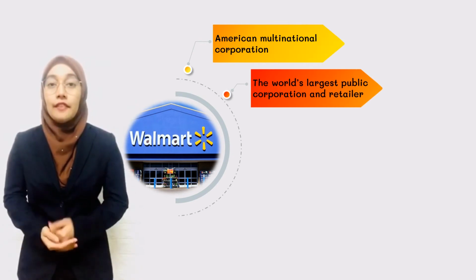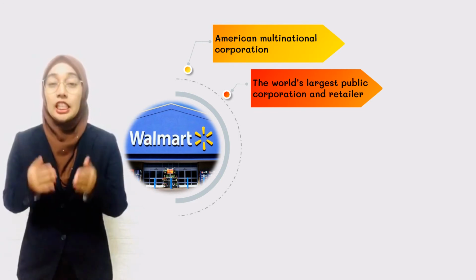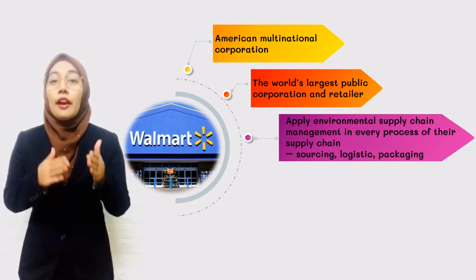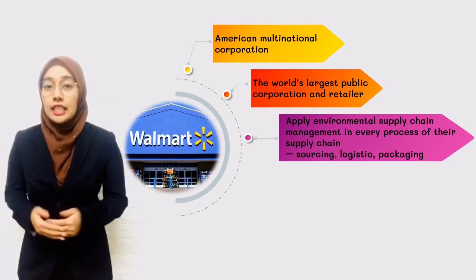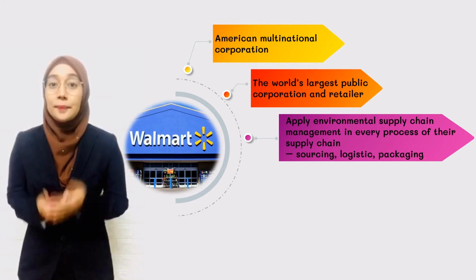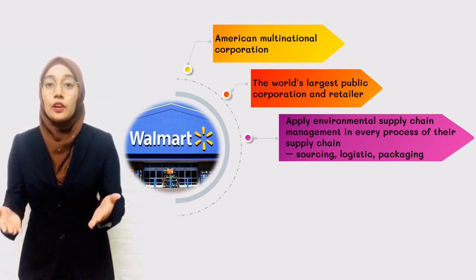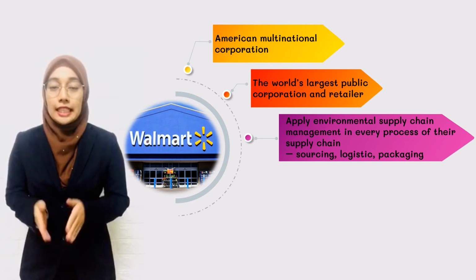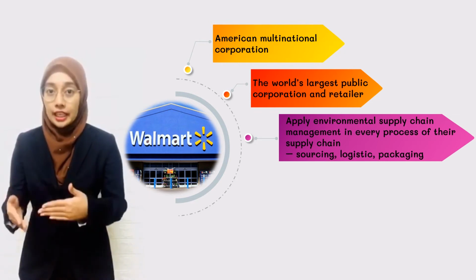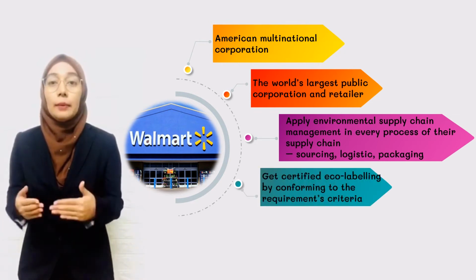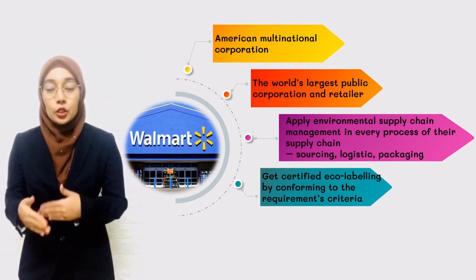Walmart started the environmental supply chain management initiatives and applied them in every process of the supply chain, such as sourcing, logistics, and packaging. For example, in terms of packaging, Walmart encourages its suppliers to use eco-friendly packaging and get the certified eco-labeling by conforming to the requirements criteria.